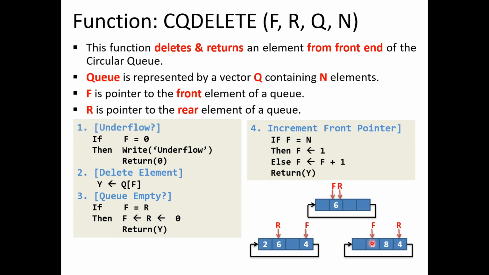See, here f is pointed at this location. Now if we want to delete any element from a circular queue, then we have to increment our f by plus 1. So if we want to delete the element 6, then front is incremented by 1, that is f plus 1, and front is pointed over here, and element 6 is deleted, right? And it will return us 6. So return y means return 6. So this is the algorithm to delete an element from a circular queue.